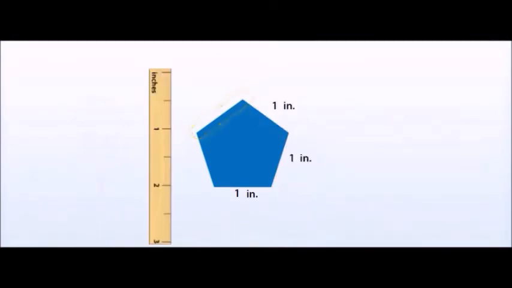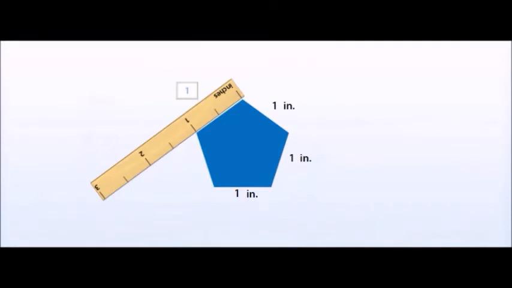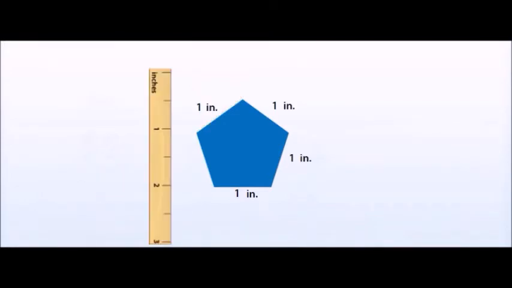Use an inch ruler to find the perimeter of the Pentagon. How long is each side? Let's use the ruler to measure each side of the Pentagon. Start with the bottom of the shape. How many inches long is the first side? It's 1 inch long. How many inches long is the second, third, and fourth side? The second, third, and fourth sides are 1 inch long.